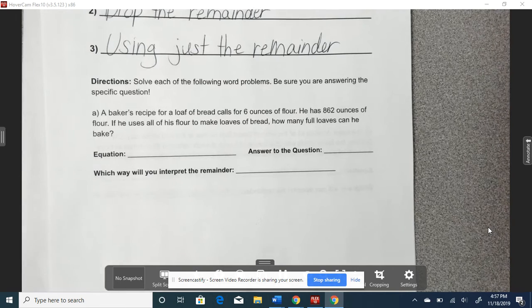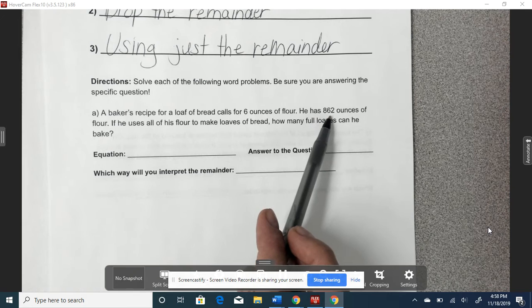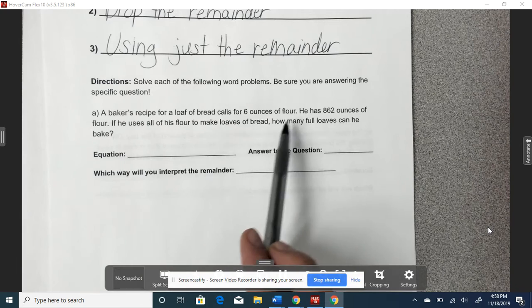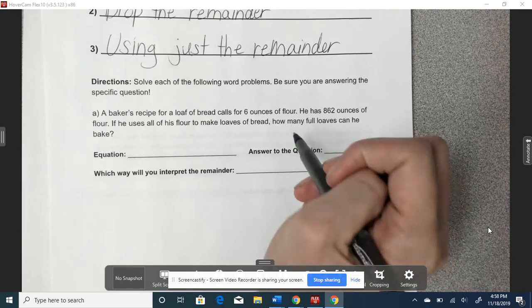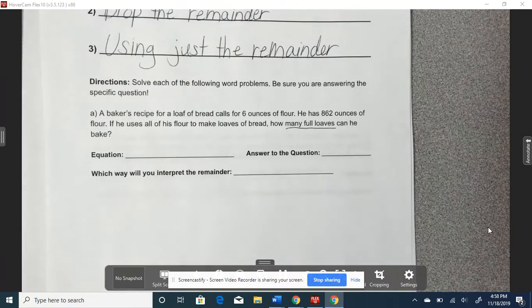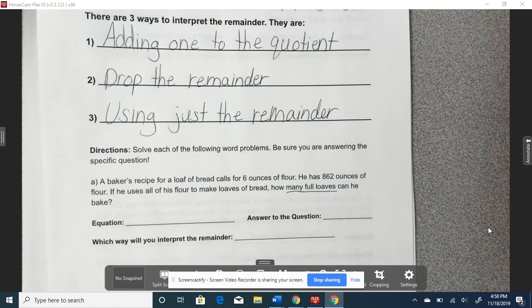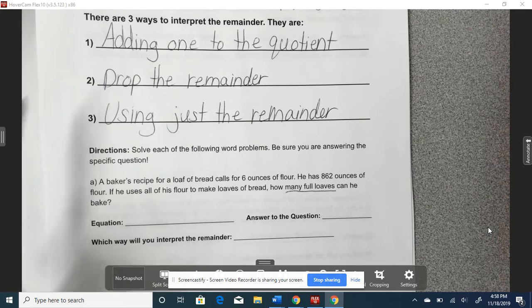The first problem says, a baker's recipe for a loaf of bread calls for 6 ounces of flour. He has 862 ounces of flour. If he uses all of his flour to make loaves of bread, how many full loaves can he bake? I'm looking at the question before I even start: how many full loaves? So I'm thinking back, which way can I interpret the remainder? If it's asking how many full loaves, I'm going to be dropping the remainder. I'm going to be using the second one because I want to see how many full loaves can be made, and that remainder will tell me how many ounces are left over.